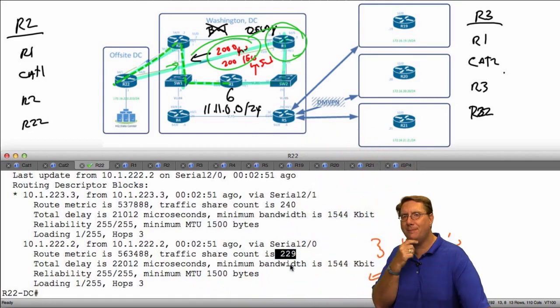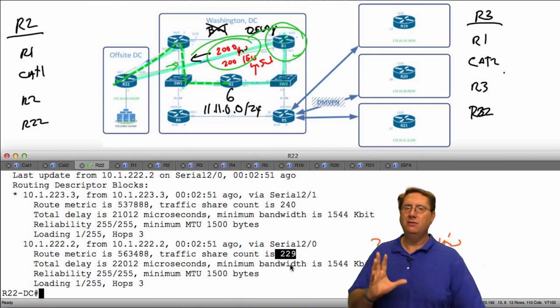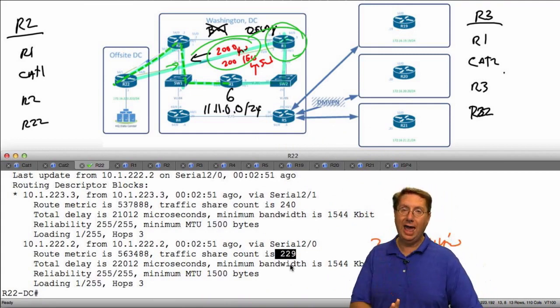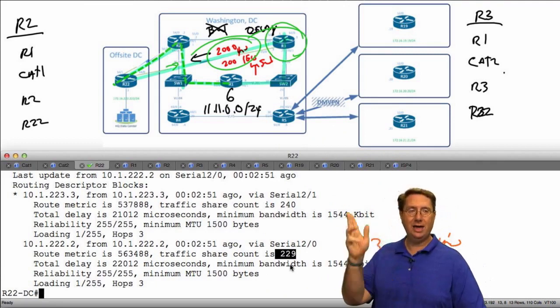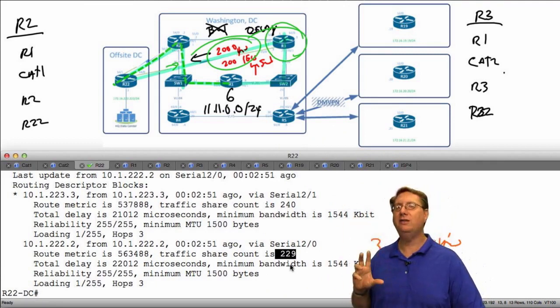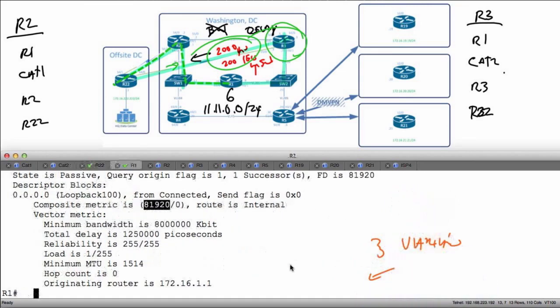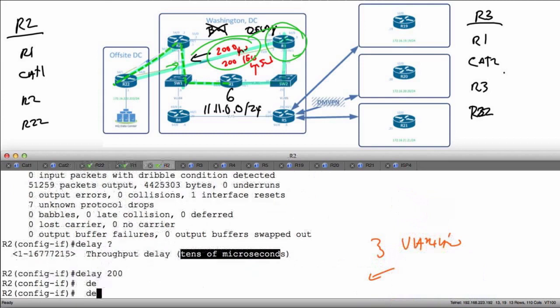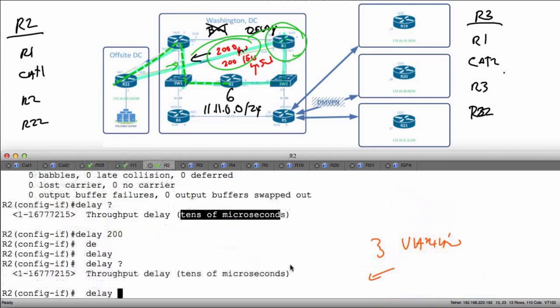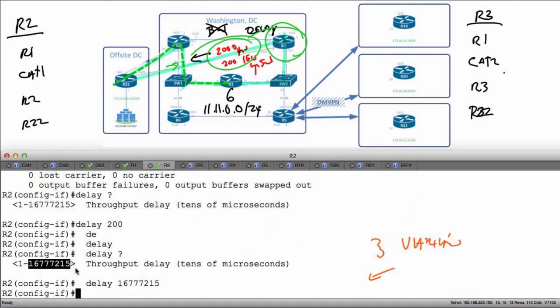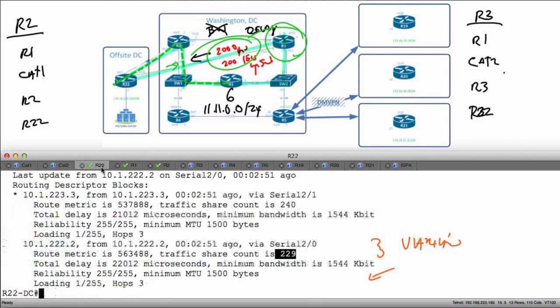But what ends up happening if I go in here and do something absolutely insane? Let's see if we can place the highest possible delay on E0/3 coming down from R2 going to Cat1 and see what the outcome is with the variance command. So I'm going to go over to R2, and on R2 I'm going to say delay, and I want to use the biggest value possible and hit enter. Remember, that's in tens of microseconds, so we'd have to add another 0 to the end of this. Now let's go back over to R22 and see about our load sharing.